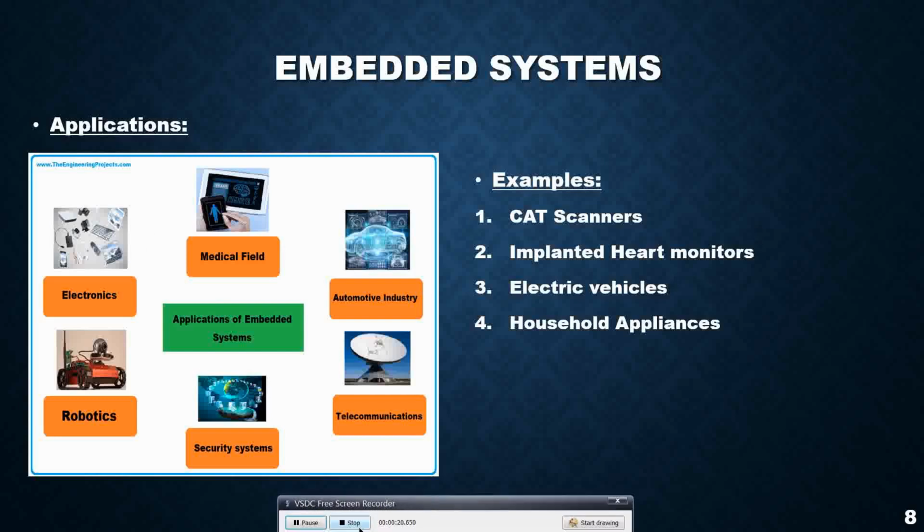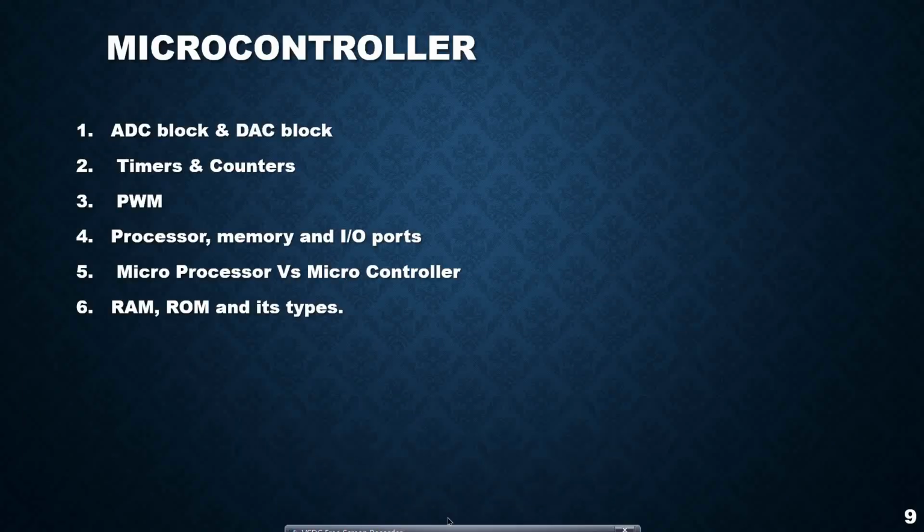The next topic we came across was about microcontrollers. The major components present in microcontrollers are the ADC block and the DAC block. ADC stands for analog to digital converter block, which converts analog values to digital values, and the DAC block, that is the digital to analog converter block, does the vice versa operation, that is, converts digital values to analog values.